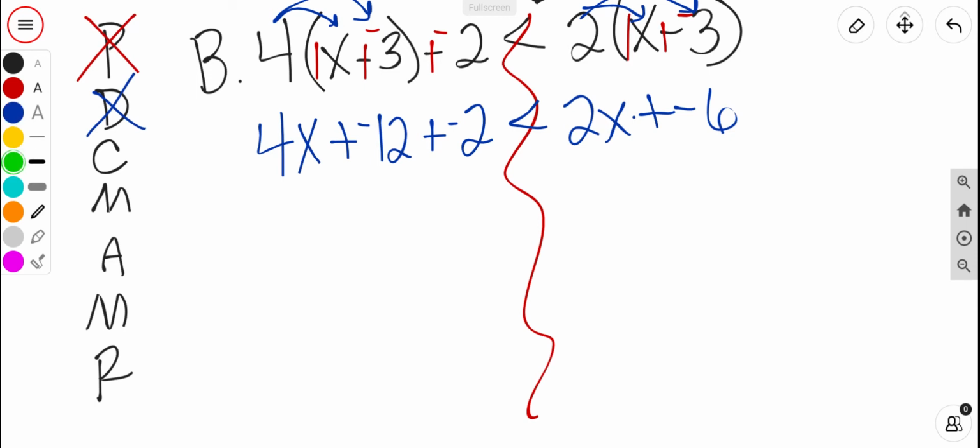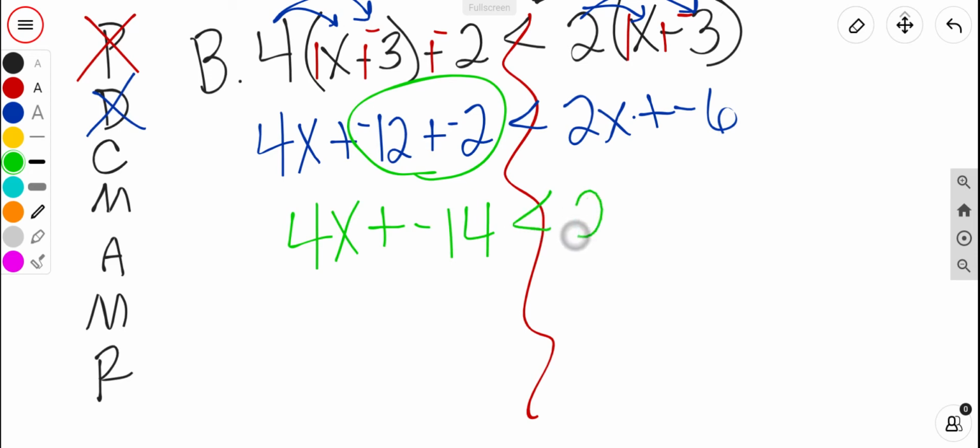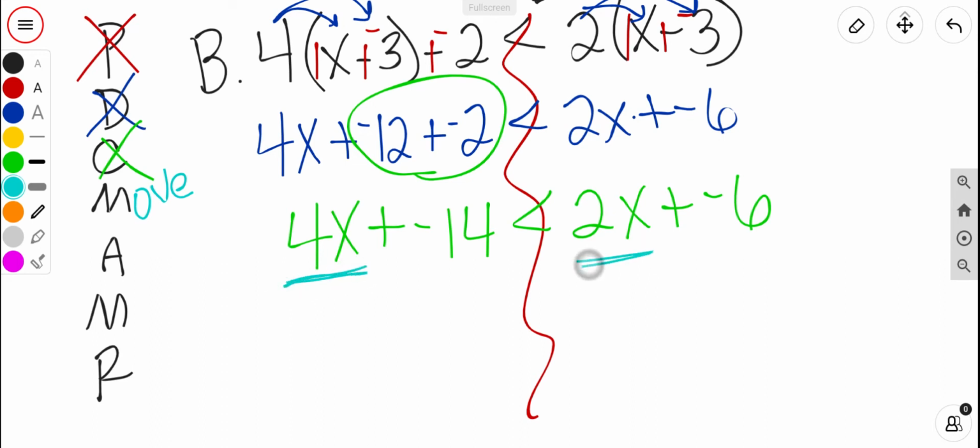Yes, we do. On this side, look, negative 12 and negative 2. And on this side, no like terms. So I've got 4x plus negative 14 is less than 2x plus negative 6. I'm going to go on to that move variable step. Okay, I'm going to move the smaller one. So 4x and 2x. Gotta move the 2x. So I'm going to subtract it because that is what undoes 2x. 2x minus 2x is nothing.